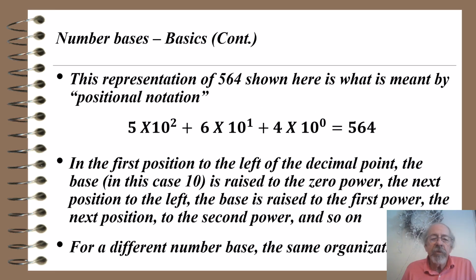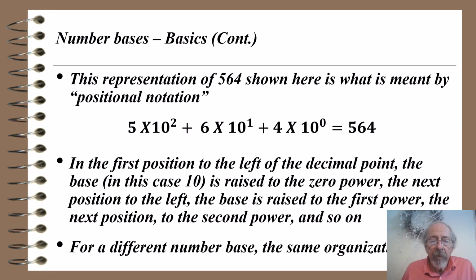So this representation of 564 shown here is what is meant by positional notation. In the first position to the left of the decimal point, the base, in this case 10, is raised to the 0 power. The next position to the left, the base is raised to the first power. The next position to the second power, and so on.